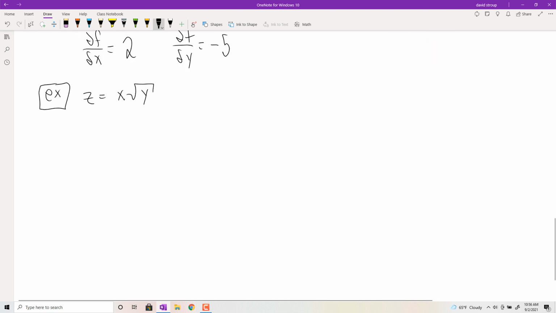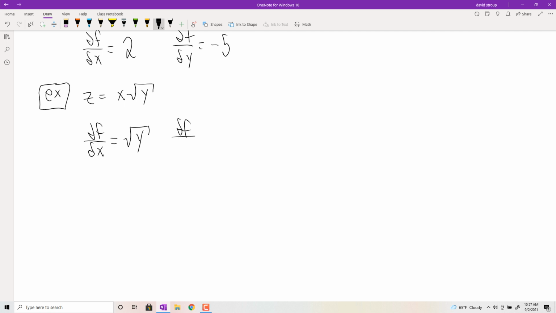Okay, partial with respect to x first. So the square root y part, that's just a constant. So it's essentially like taking the derivative of 5x. You're just going to get the constant part, 5. So here, the derivative of x times this square root thingamajig is just going to give you the square root thingamajig.